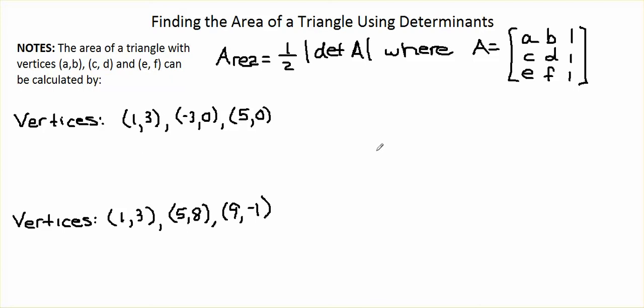In this lesson, we're going to take a look at how we can use determinants to find the area of a triangle with coordinates anywhere in the coordinate system. So go ahead and pause the video and take your notes. And that is the notes of all of this right here.